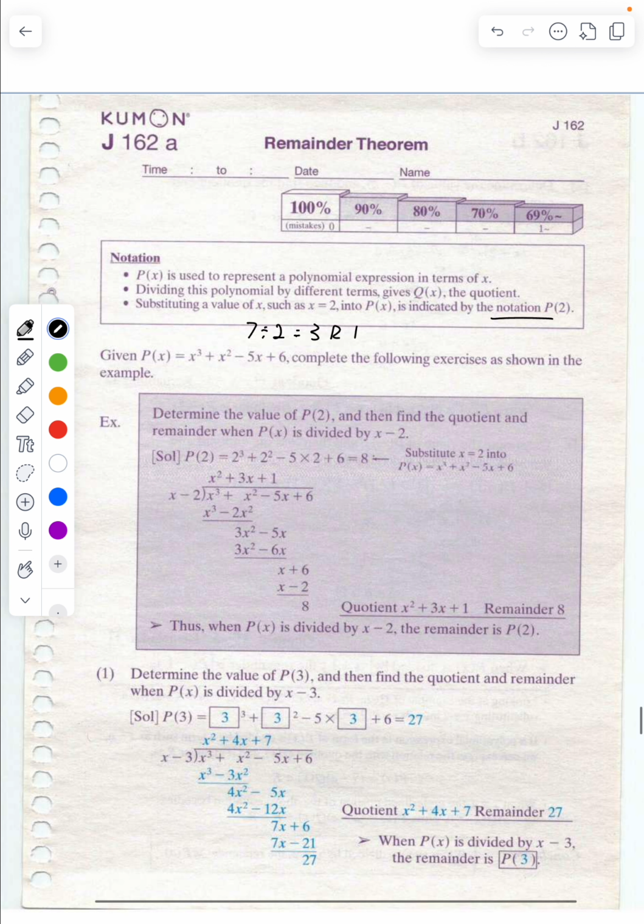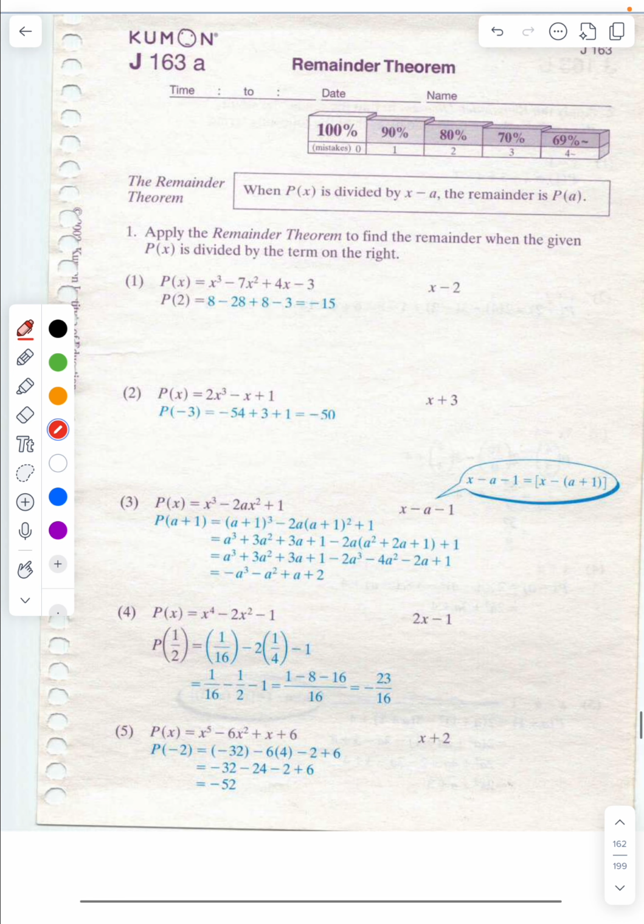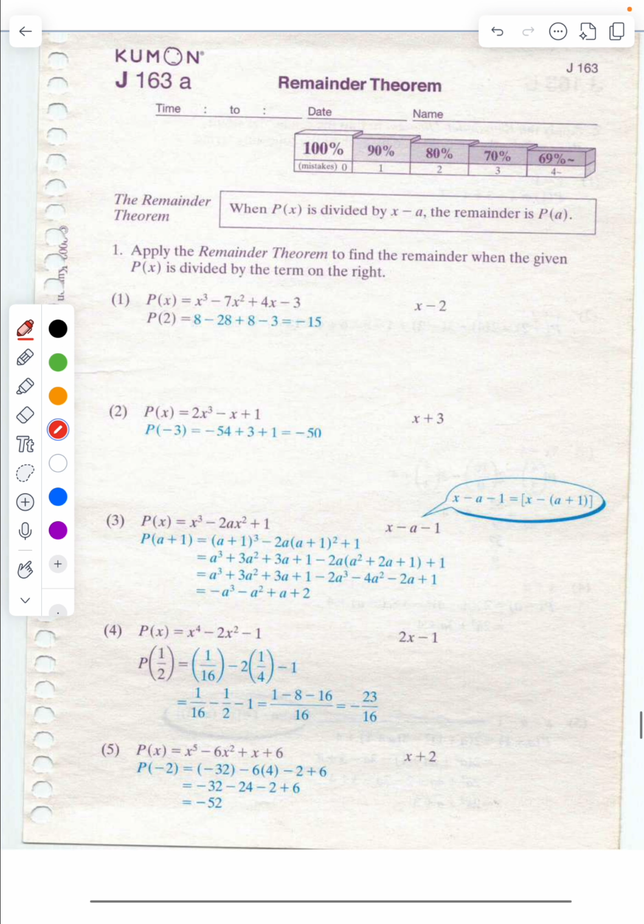So a couple names. This is called our divisor. This is called our quotient, and this is called our remainder. So this whole theorem is based on the remainder theorem over here. So taking a look at exercise 1, 2, and 3 on page 163, we know that if, right, apply the remainder theorem to find the remainder when the given P(x) is divided by terms on the right. So basically this is going to be divided by that.